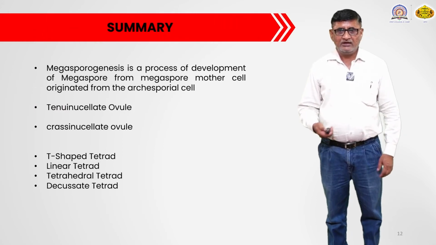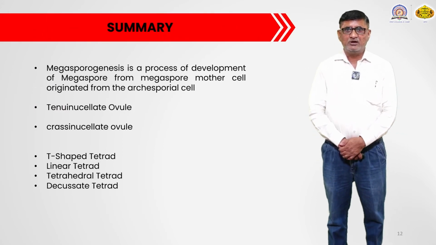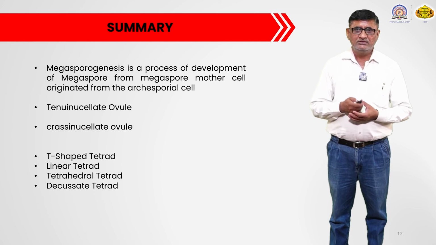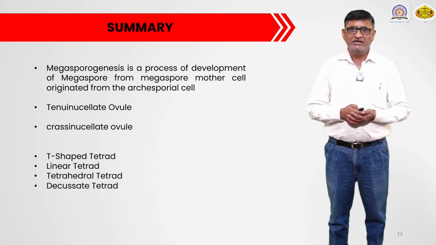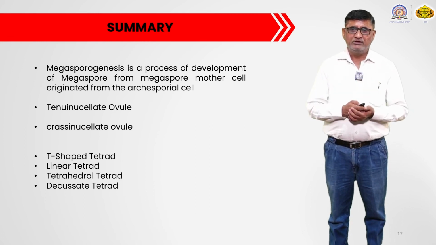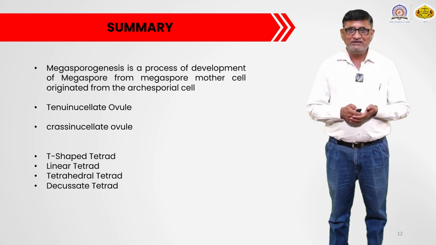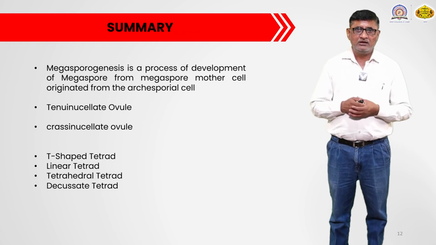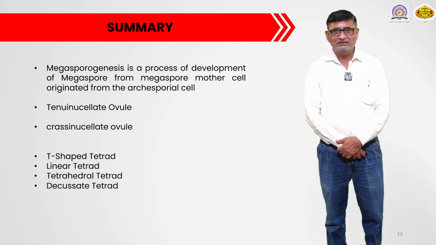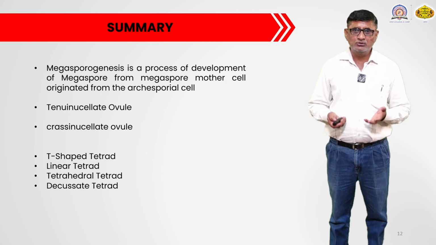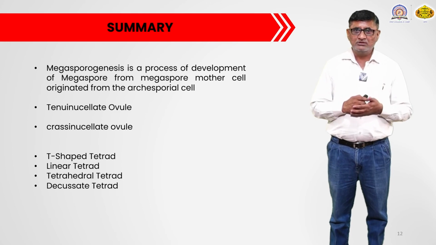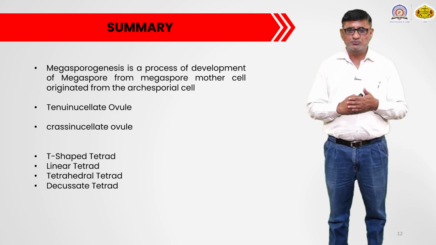Now, we will see the summary of today's video, what we learned. In today's video, we learned megasporogenesis, the process of development of megaspores from the megaspore mother cell that originates from the archesporial cell. Accordingly, based on the position of the archesporial cell, two kinds of ovules develop: the tenuinucellate ovule, developed from the hypodermal archesporial cell, and the crassinucellate ovule, developed from the subhypodermal archesporial cell.